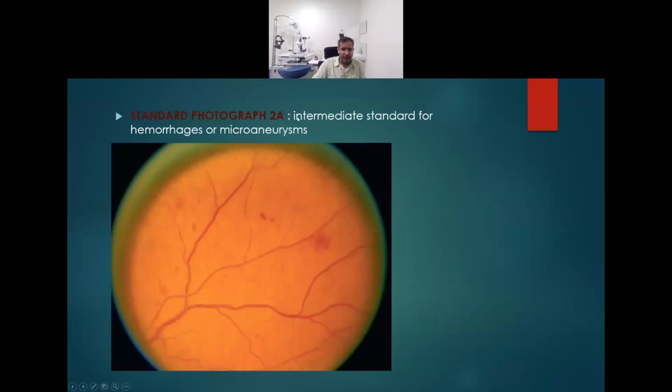This is the standard photograph 2A, and it sets the intermediate standard for the hemorrhages and the microaneurysms. We can see there are a number of microaneurysms in this field along with hemorrhages.